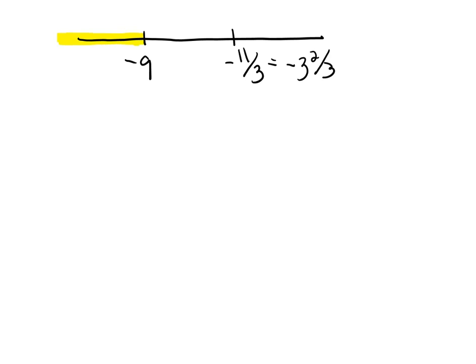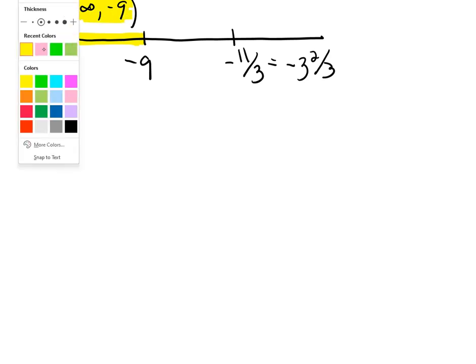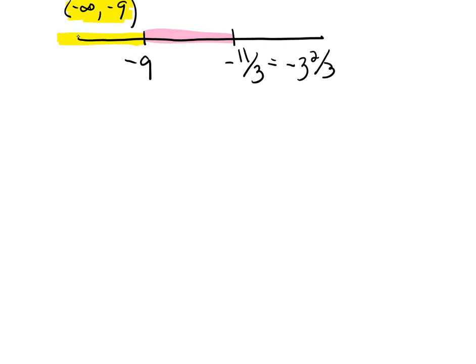Okay, so on a number line, our critical values were negative 9 and negative 11/3. So negative 9 is smaller than negative 11/3, because negative 11/3 is really negative 3 2/3. So this is divided up into 3 intervals. This one goes from negative infinity up to negative 9, and there was no equal to on this, so it's parenthesis. Then the interval in between is written as negative 9 to negative 11/3. And then the last interval is from negative 11/3 to infinity.